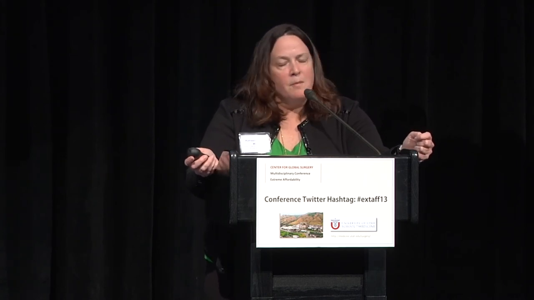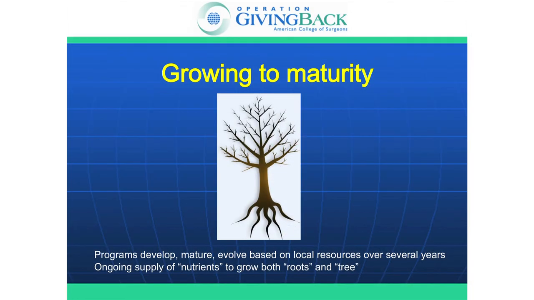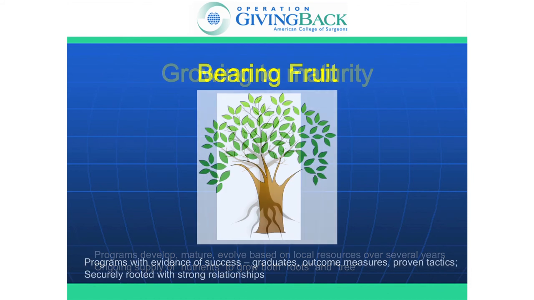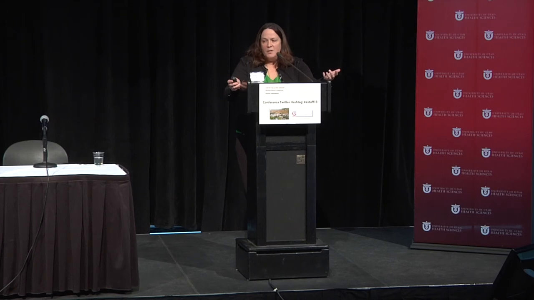All of the things that we've talked about in terms of the ecosystem need to be identified. What are the local resources? What is the infrastructure? What are the supply chains? What are the intellectual and physical material resources that are available, the safety, the legal considerations, all of those things that we discussed. Then as the program grows to maturity, the roots deepen, the tree grows branches, and obviously depends upon an ongoing supply of nutrients until it can bear fruit. And when it bears fruit, there's evidence of success. You may have graduates or outcome measures or research projects and securely established relationships.